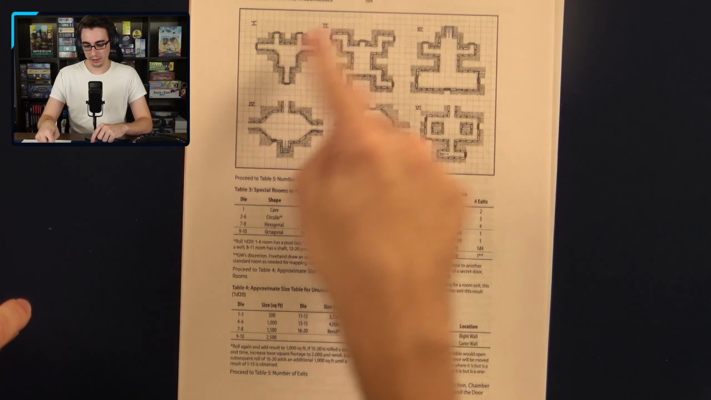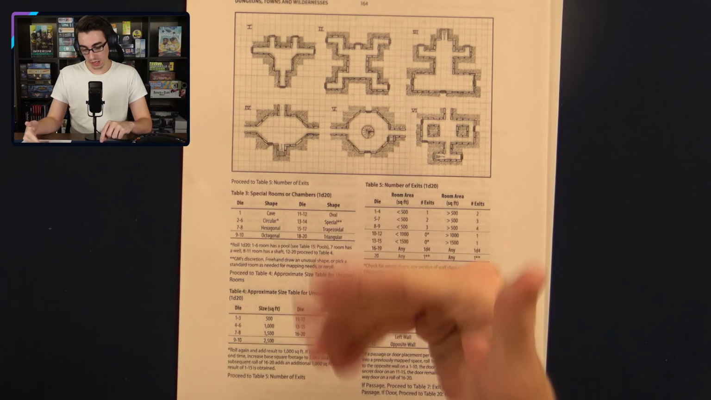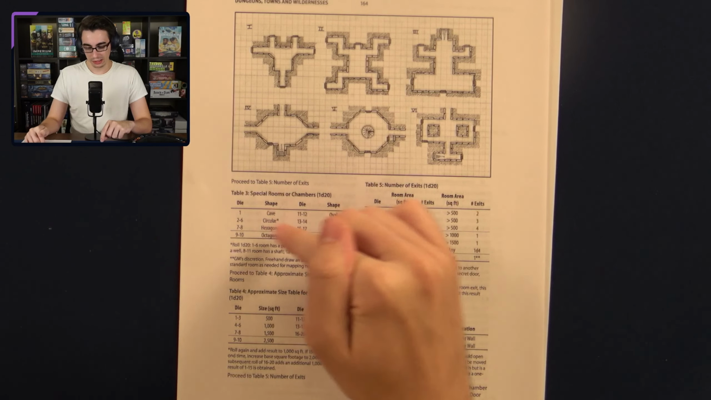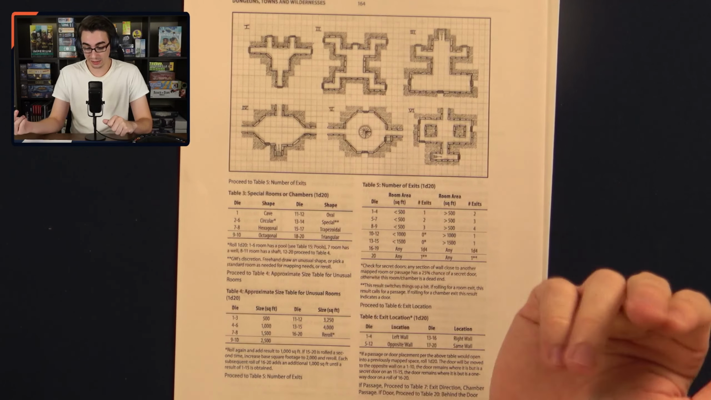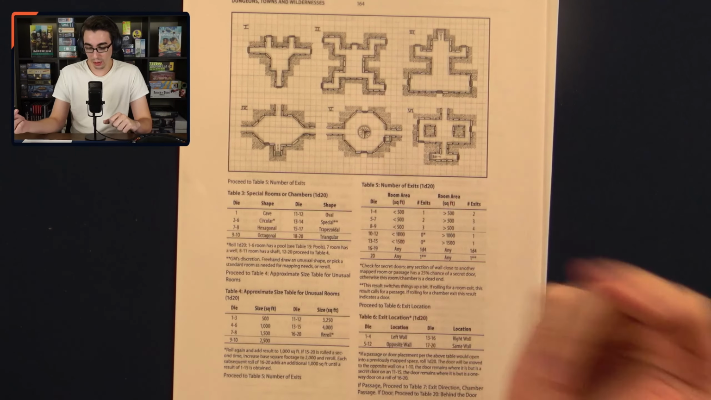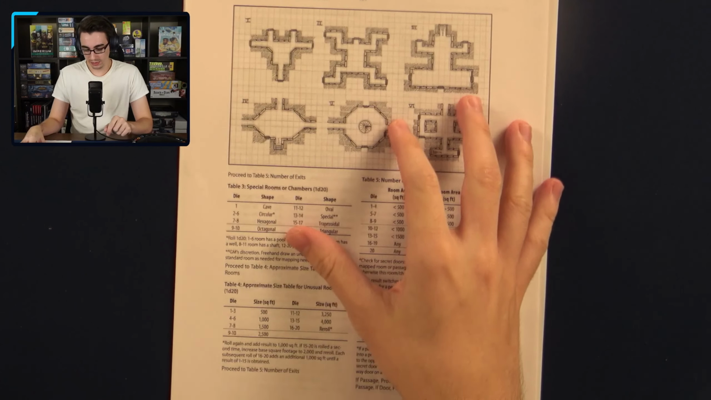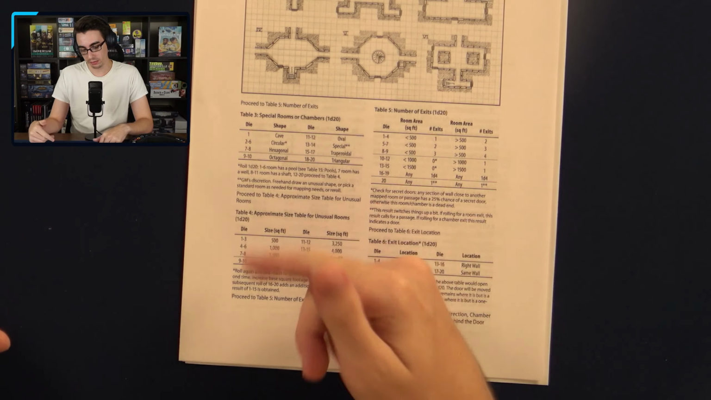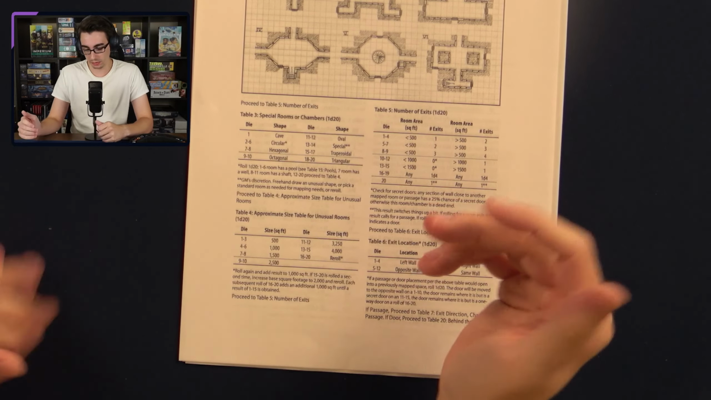Those are the next few tables on the back of this page. I already talked about the different options for the starting areas up here. Then you have table 3 for special rooms or chambers, where you can roll a d20 to see if you get a special chamber or room, such as a hexagonal, circular, or oval shaped room. Below that, you have an approximate size table for unusual rooms, where you can roll a d20 to get an approximate square footage of the room.